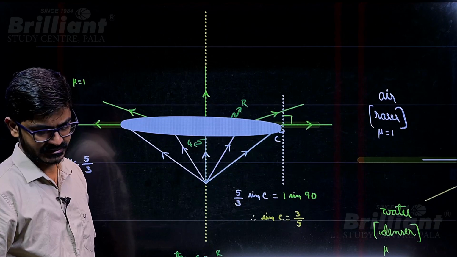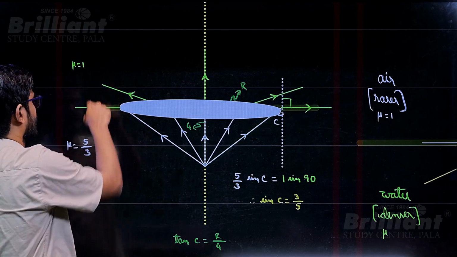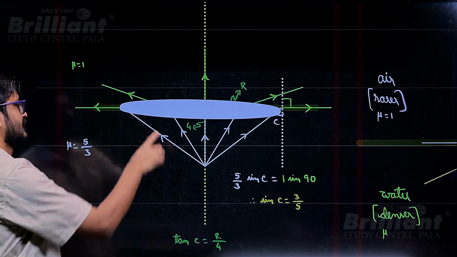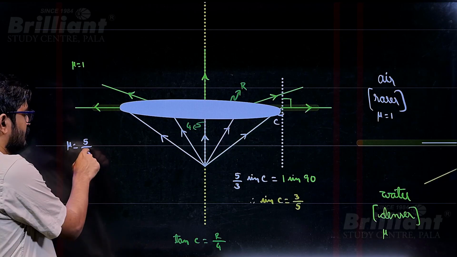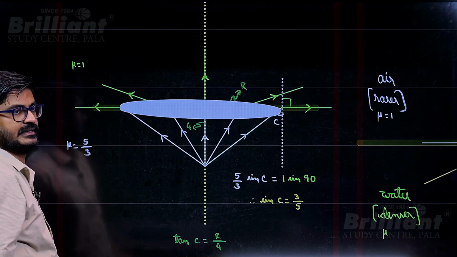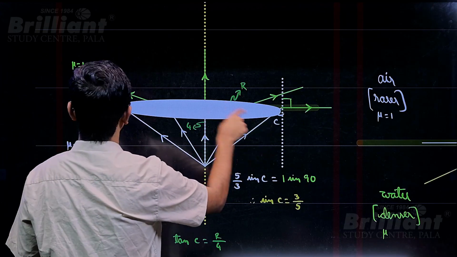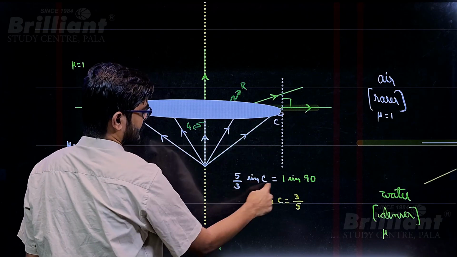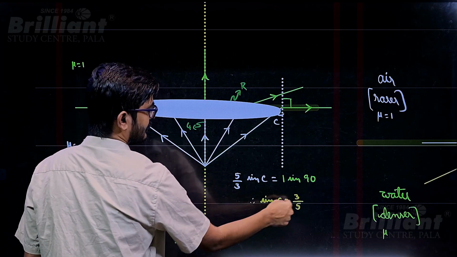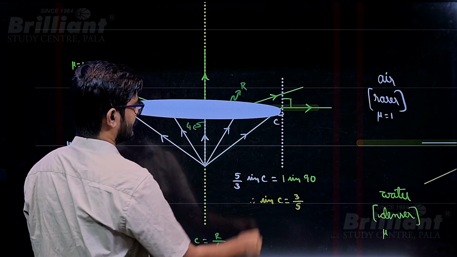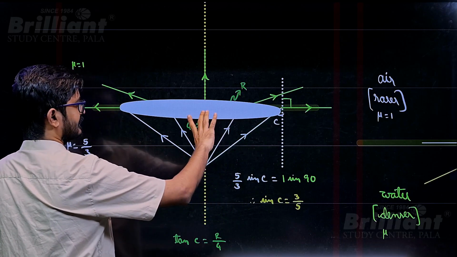Now to make the question easy, I have given the mu values 1 and 5 by 3. Understand, this total internal reflection will happen only when light goes from a denser medium to a rarer medium. So I need to find the critical angle first. For that, 5 by 3 sin C equals 1 sin 90. From there I will get the critical angle as 37 degrees. Once I know the critical angle is 37 degrees, this height is given as 4.